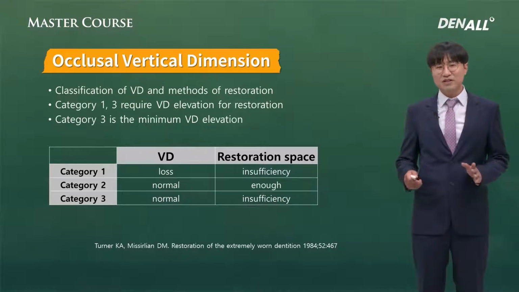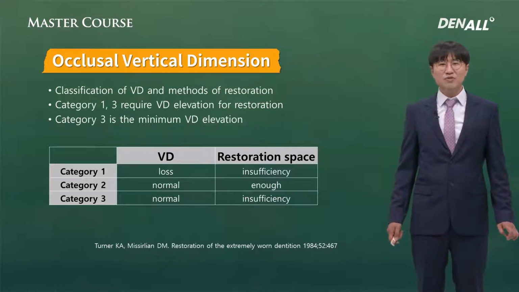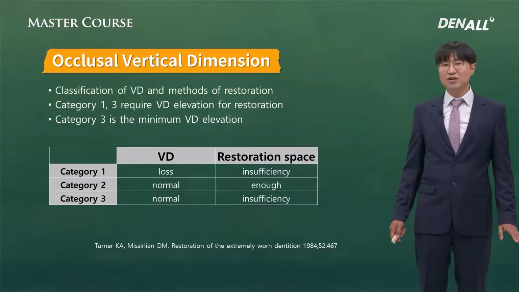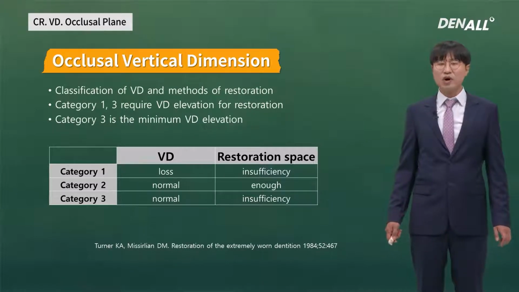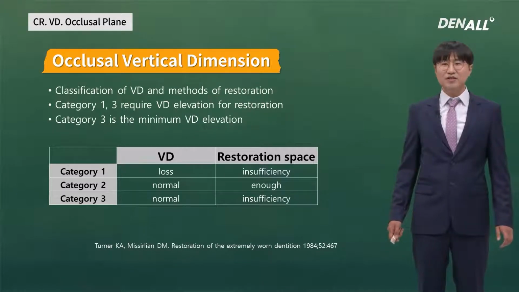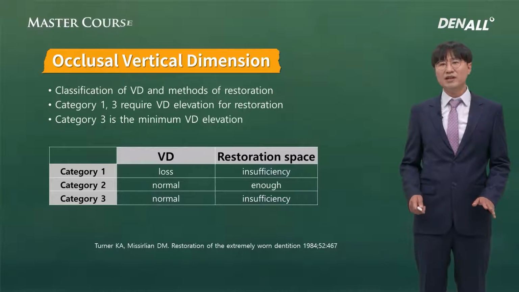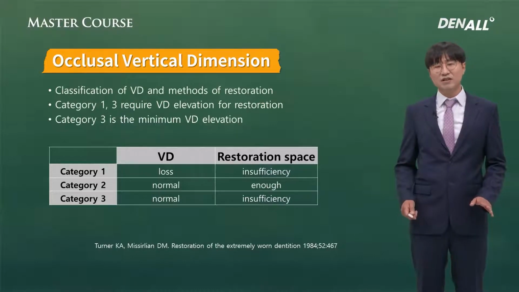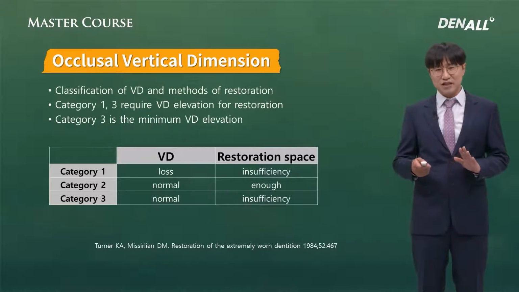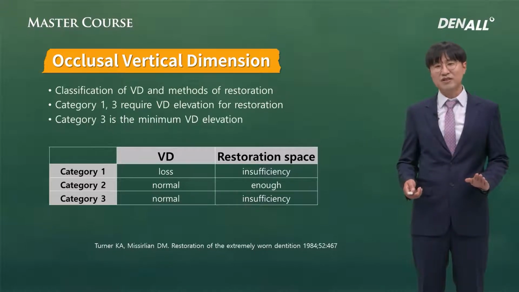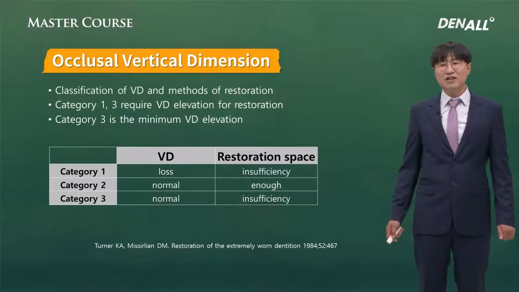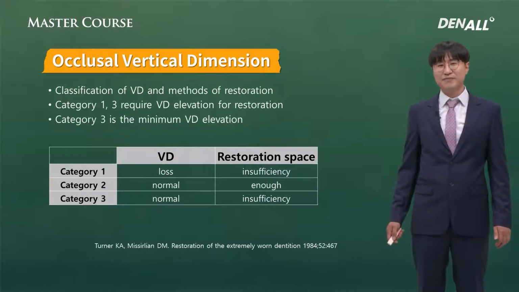This is the take-home message. After the lecture, please review this. Classification of VD and methods of restoration. When restoration space is insufficient, as in category 1 or 3, VD increase is necessary for restoration, even when there is no VD loss. But if there is insufficient restoration space in category 3, VD increase is necessary. I'll keep talking about what that means using cases, but it is best to minimize the increase.